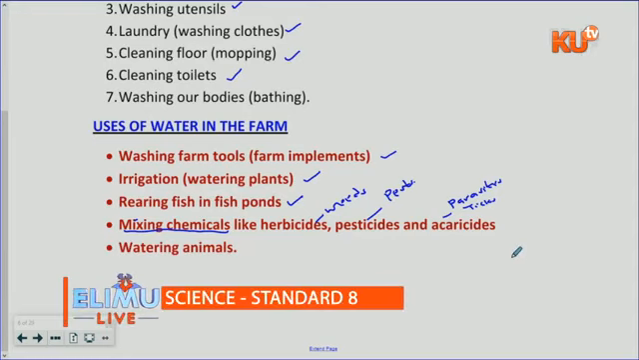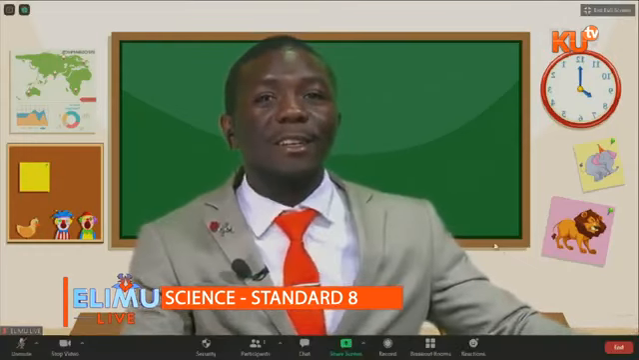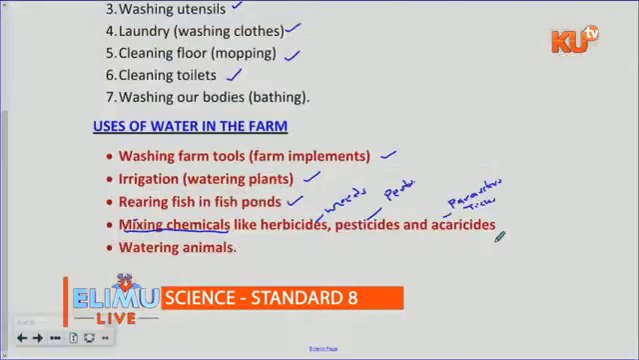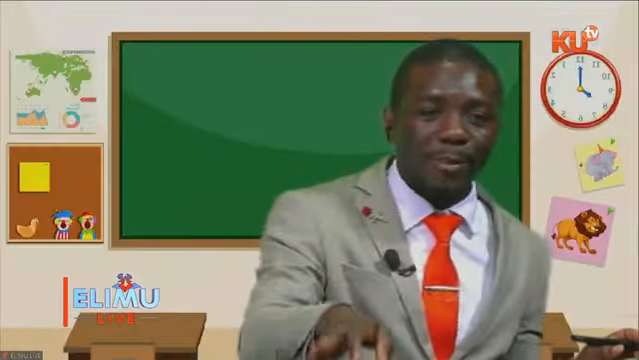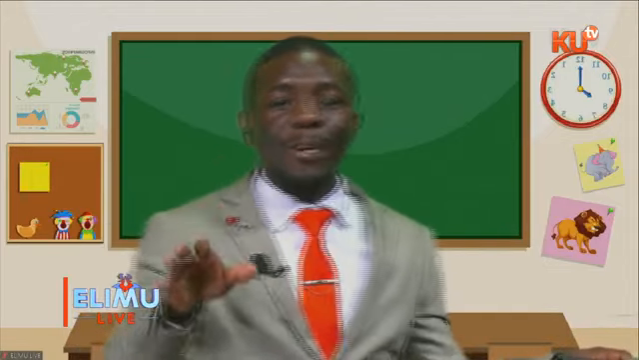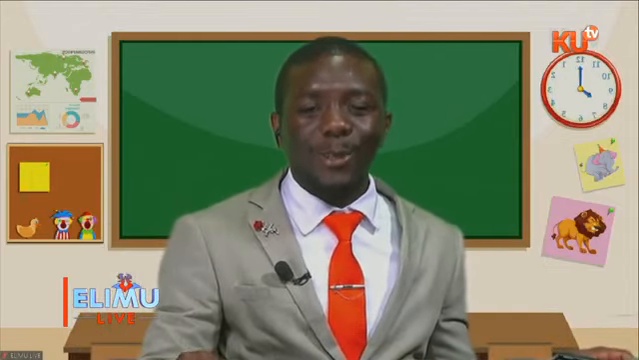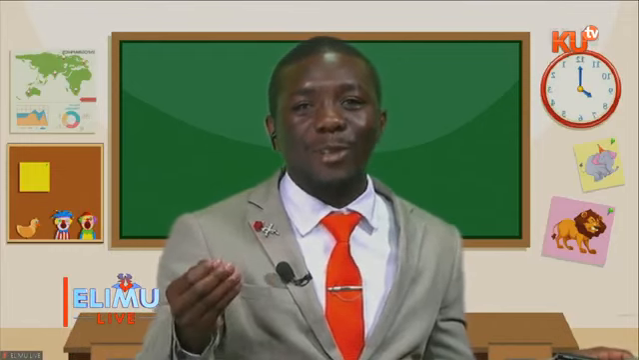We shall see that there's a place again where we can use water to mix chemical, and that will be in industry. The other use of water is watering animals. Animals like cow, goats, sheep, donkey, they need water to drink after feeding. Even us, as we feed, we are supposed to take water. That's why in class 5 they talked about the importance of water in a diet. It helps in digestion of food.